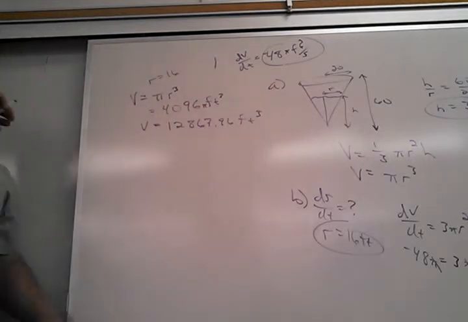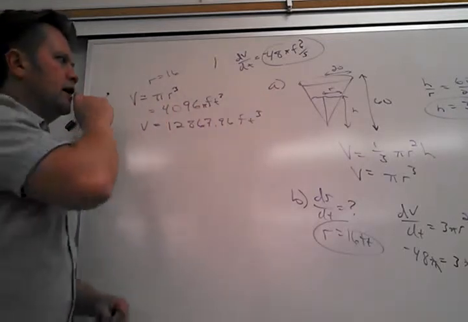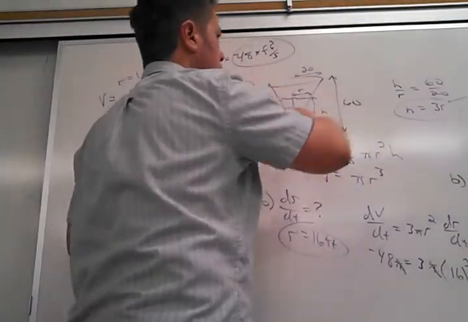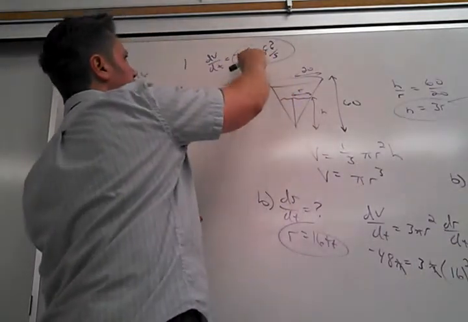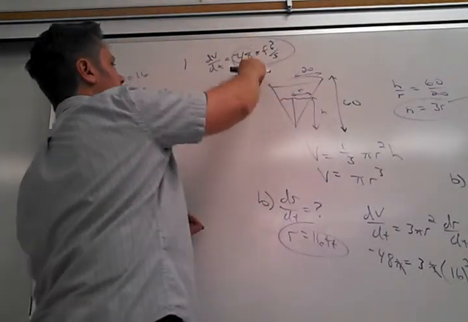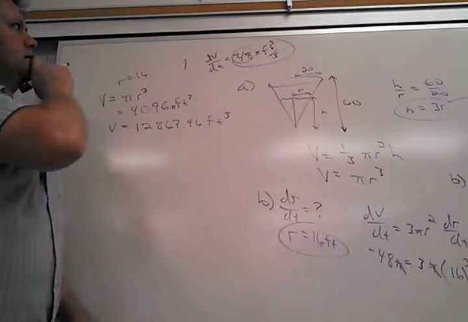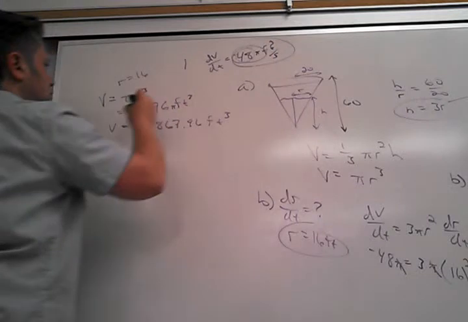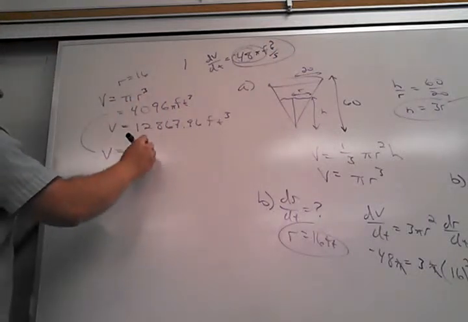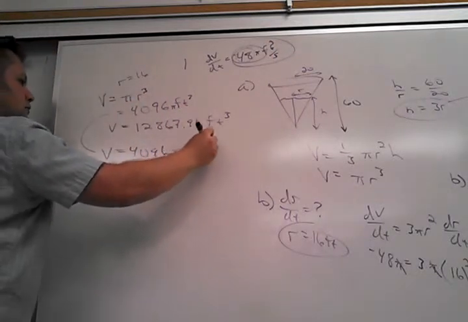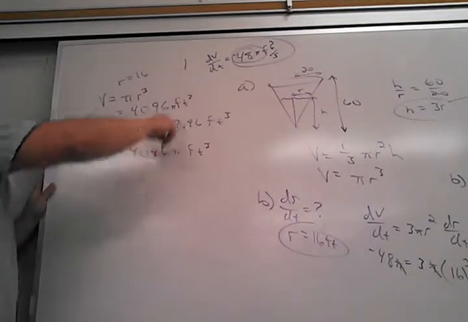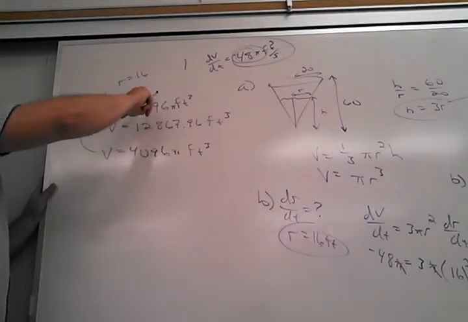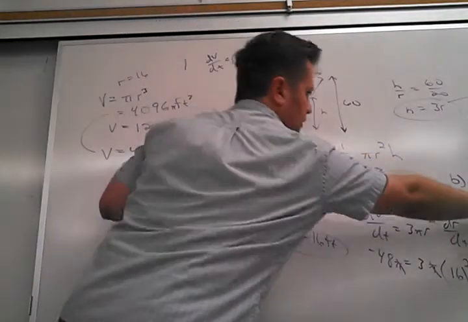That's at 16 feet. We just figured out that if I decrease the volume by 48 pi, actually I could leave the pi there, couldn't I? Because it's 48 pi. So if I decrease that by 48 pi, then the radius should decrease by 1/16 of a foot.